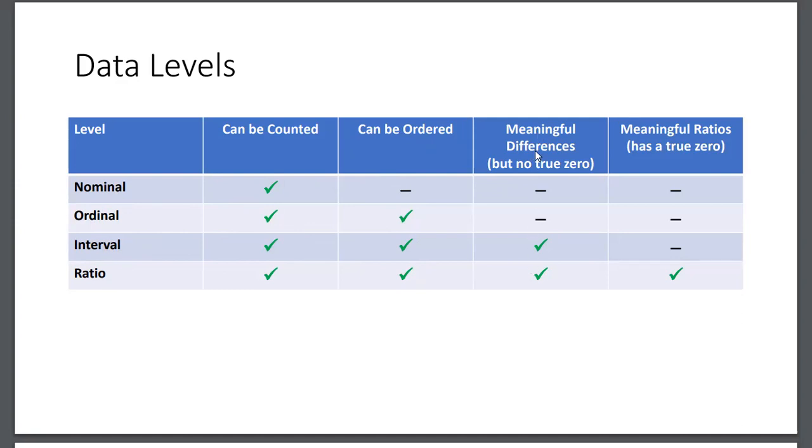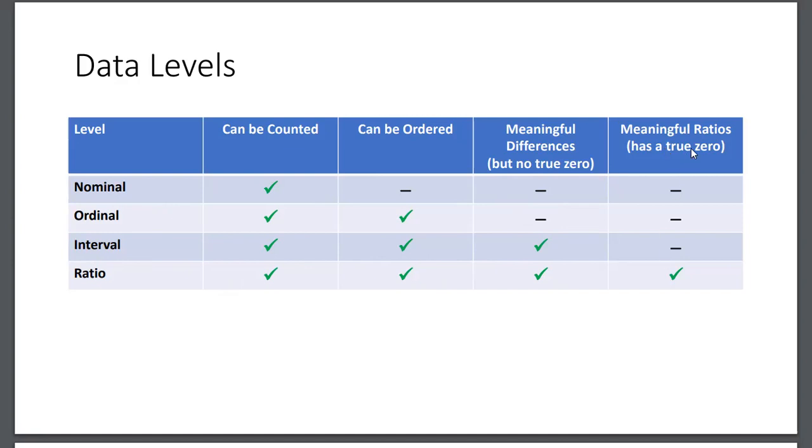The next is to be able to look at differences between data values. But in this column here, we're dealing with data that has no true zero, where a true zero means total absence of something. So the interval and the ratio levels can look at differences, whereas for the ordinal and the nominal levels, differences do not have any meaning.